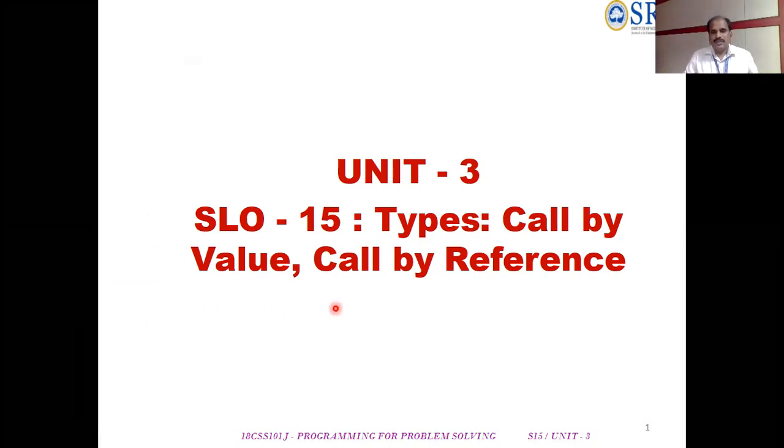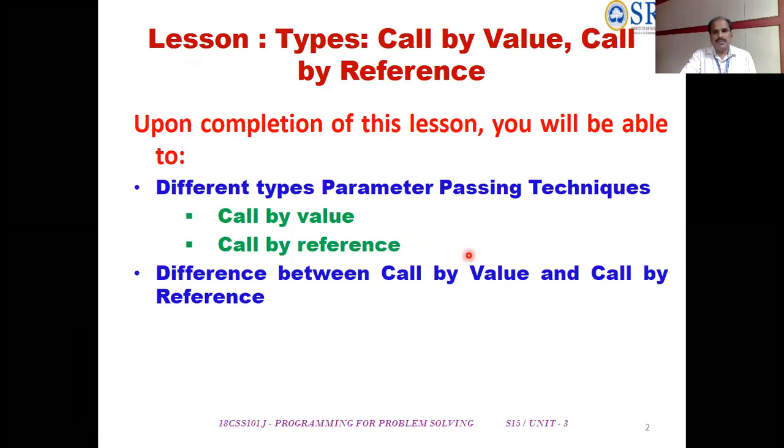Hello everyone. In this presentation we will talk about call by value and call by reference. These are different types of parameter passing techniques. There are two different types of parameter passing technique: one is call by value and the other is call by reference. And also we are going to discuss the difference between call by value and call by reference.